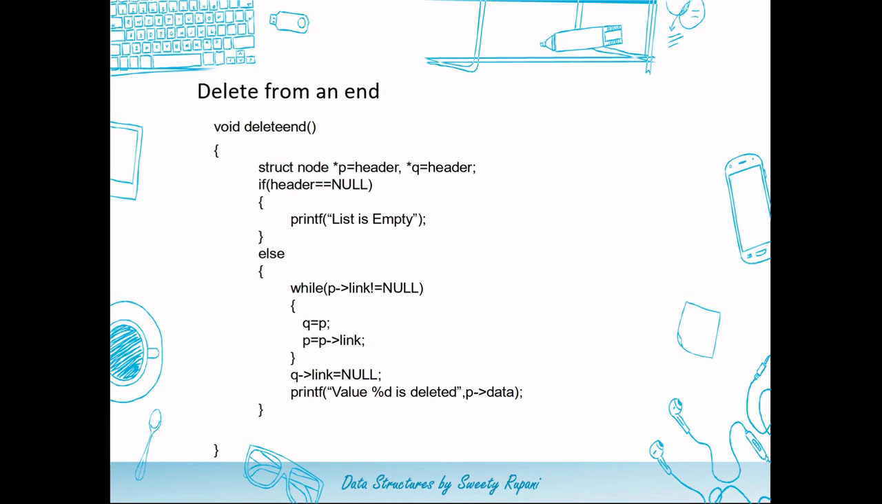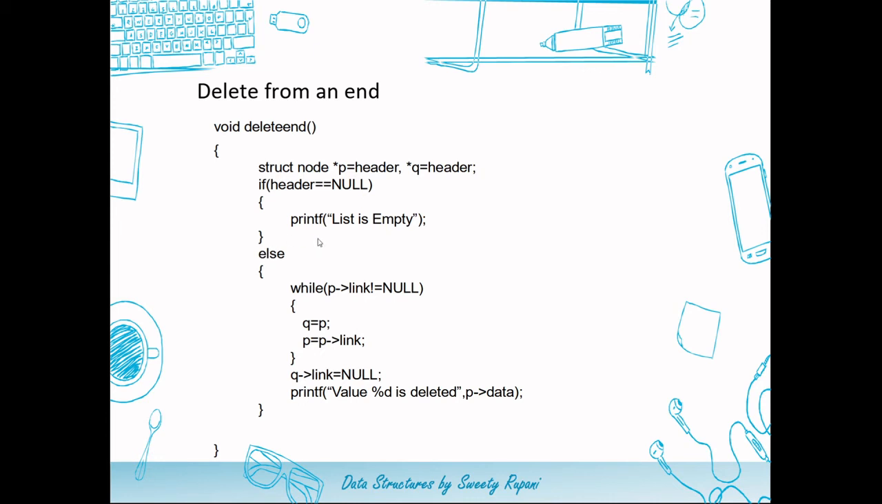Let us have a look at its implementation. So delete from the end, I am taking two pointers P and Q, again checking for the condition. If header is null, indicating the list is empty. Every time you delete a node, you'll have to check for the list to be empty.